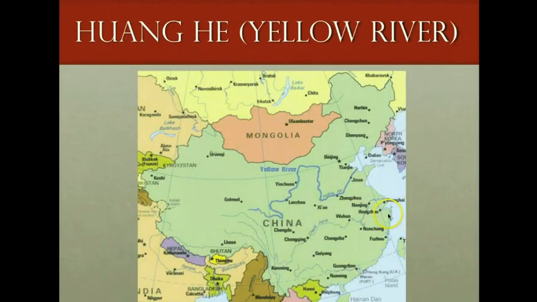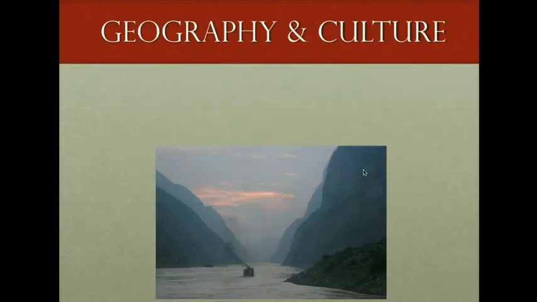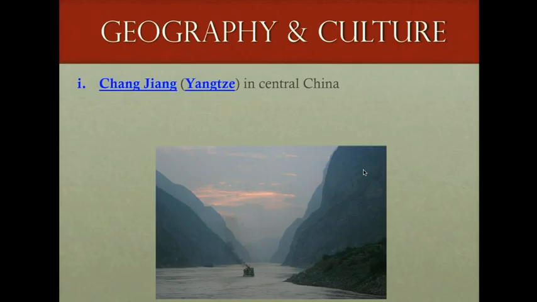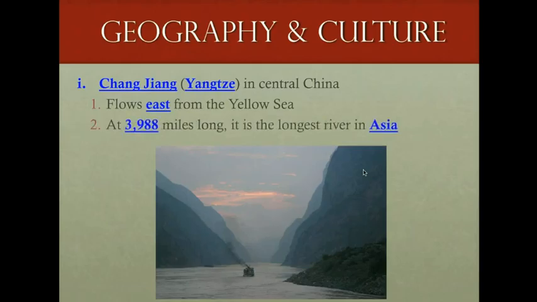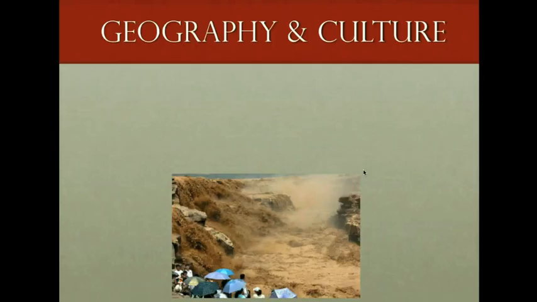You can kind of see it here on the map. You want to see where the Huang or the Yellow River is. It's located right here in the northern part of China. It takes this nice bend here, almost a 90-degree angle, and then flows through China. The other river that we're going to talk about is the Changjiang, also known as the Yangtze, in central China. This river flows east from the Yellow Sea, and it is the longest river in Asia. At 3,988 miles long, it is the longest river in Asia. We'll take a look at that on one of our maps in a little bit.